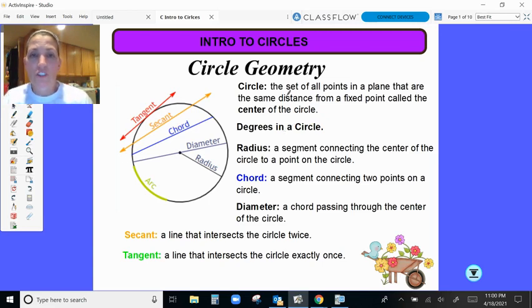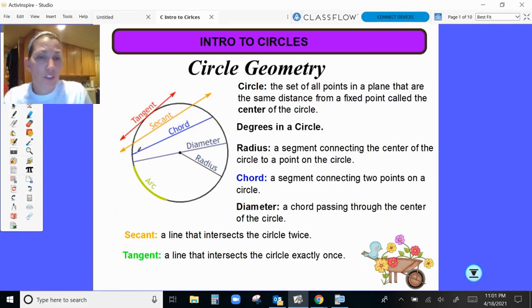So first of all, a circle, the definition is a set of all points in a plane that are the same distance from a fixed point, and that fixed point is called the center. Okay. So it's a set of all points. If we rotate around that center, all of these points equal distance away from it is the circle. That equal distance is the radius, okay, a certain distance away from that center. We measure a circle in degrees, so it's a certain rotation around that center point, okay? A radius is a segment connecting the center of the circle to any point on the circle, all right?